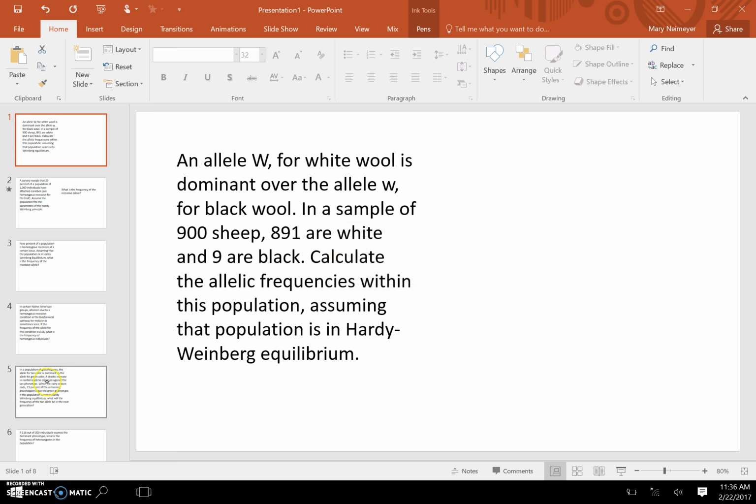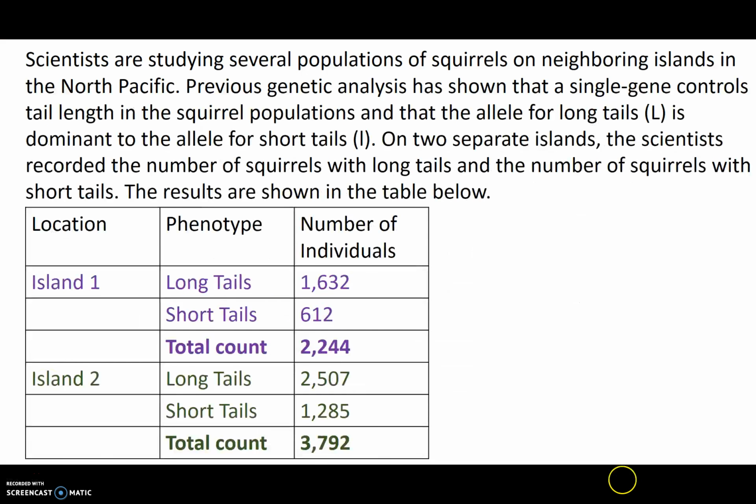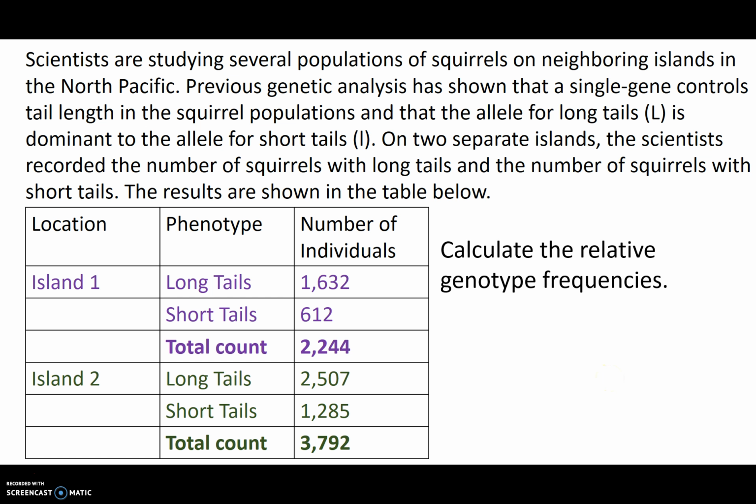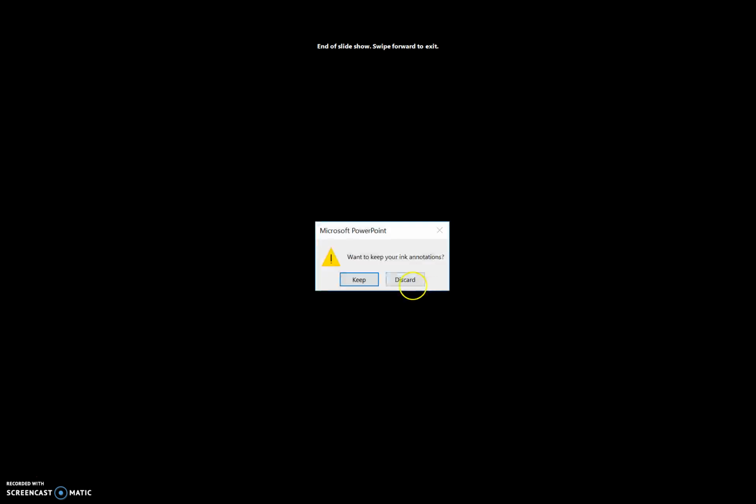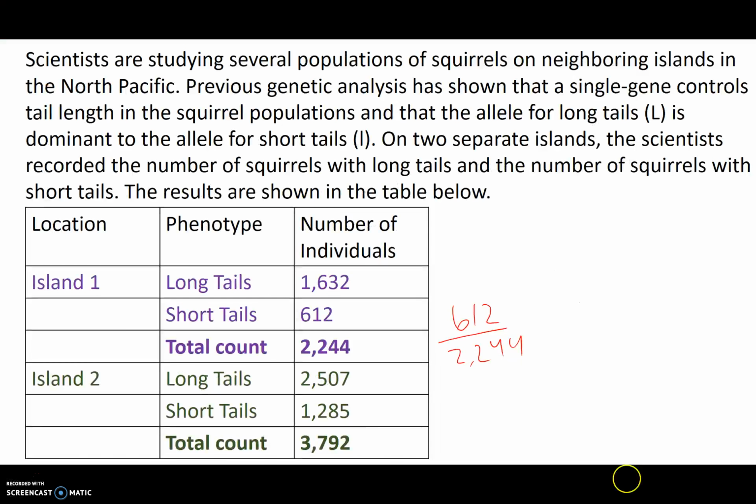Okay, sorry about that. So let's go ahead and look back at this. When we see this, our first step is to find our P and our Q for both islands. So for island 1, I'm going to take 612 divided by the total, and that's going to give me my Q squared. So we take 612 divided by the total population, and we find our Q squared is equal to 0.27.